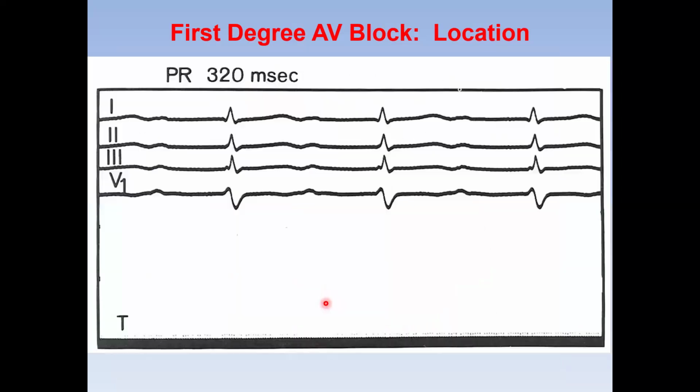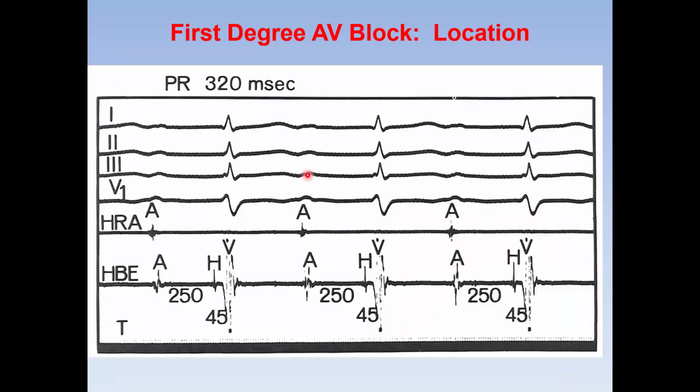Most of the time, it's in the AV node. Like this patient, the PR interval is 320 milliseconds. If we put a His bundle catheter, you can see the atrial signal. AH is prolonged, 250, HV is normal. So this patient's first degree AV block is due to slowing of the AV conduction.